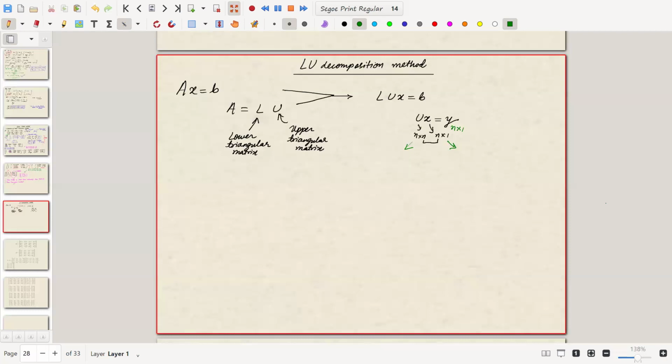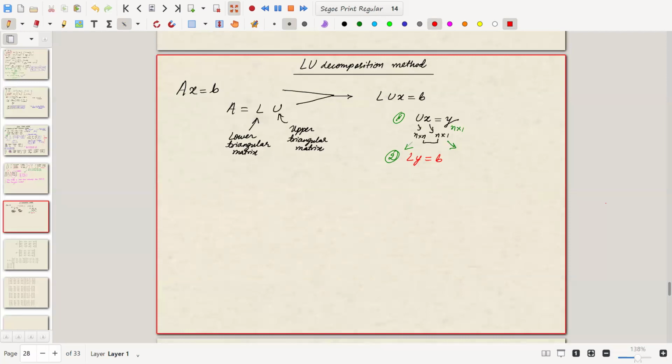So LUX equals B, then what you do? First step is you solve UX, and UX results in a vector Y. Then what is the second step? Since UX equals Y, now you have to solve only LY equals B. Just LY equals B, and it will be pretty easy, because it's a lower triangular matrix. Just through substitution, you can easily solve this.